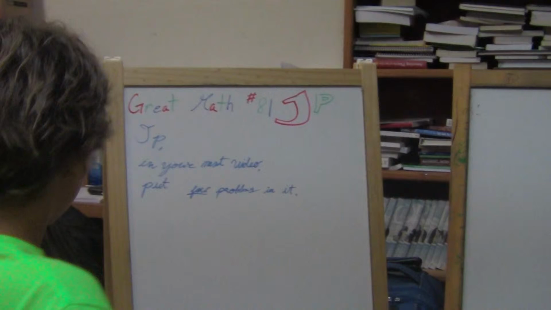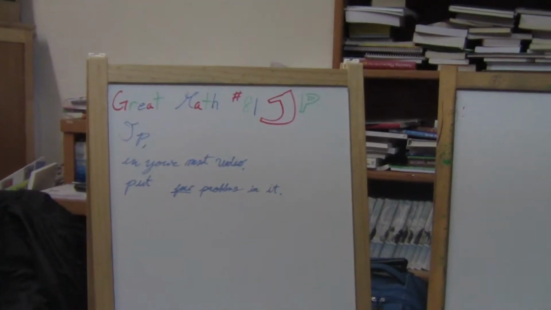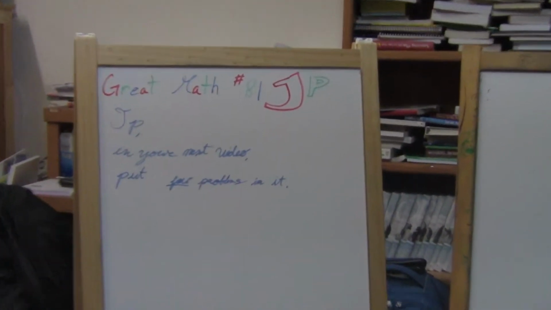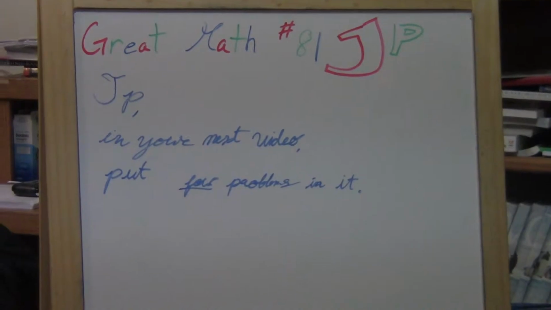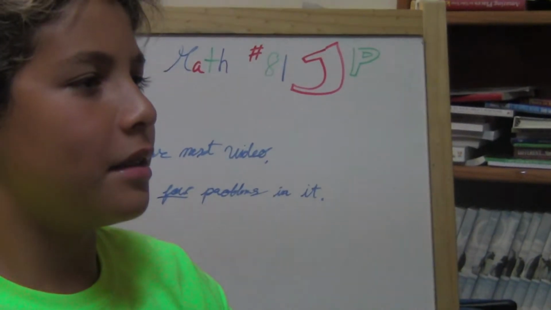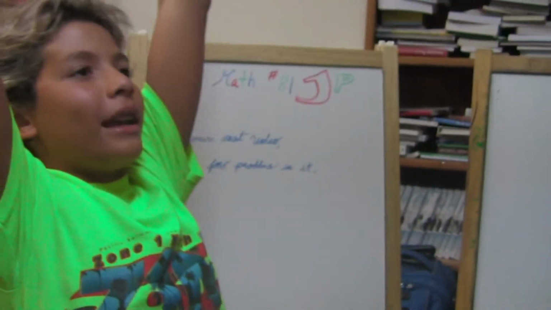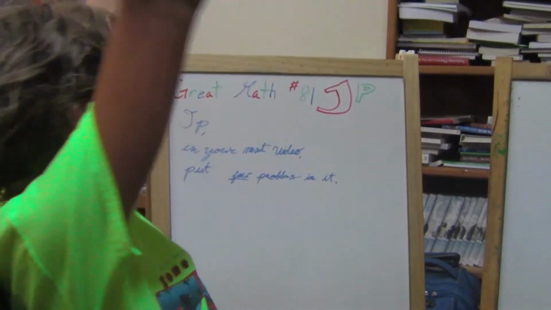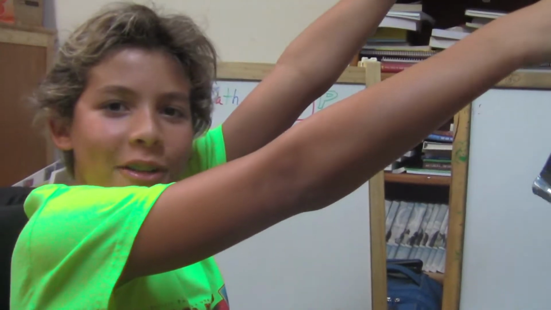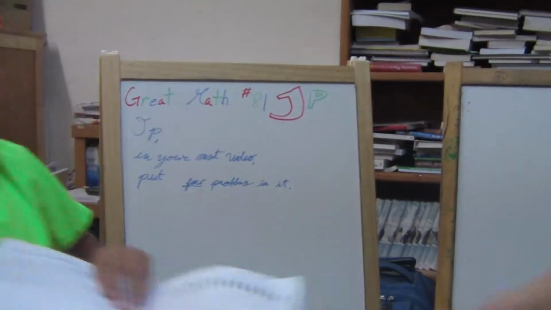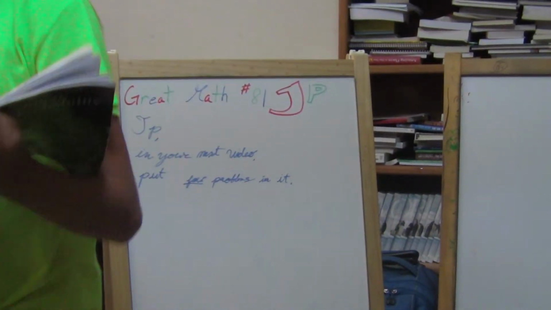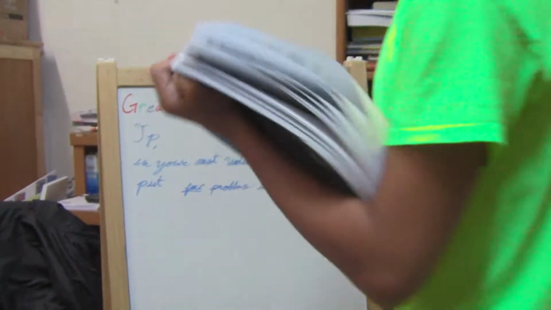Oh, JP, in your next video, put 4 problems in it. That's ridiculous. How am I supposed to put 4 problems in it? JP, I got 4 problems. Oh, you did? Where'd you even get these 4 problems? I don't know. Yay! Wait, doesn't that mean that's gonna be totally convenient? Oh, we're recording. Gimme. Keep that out.